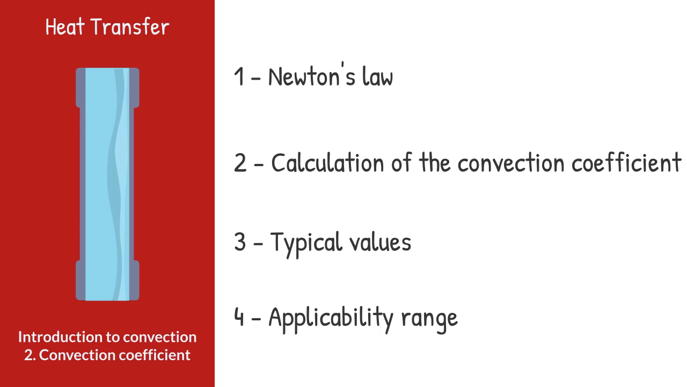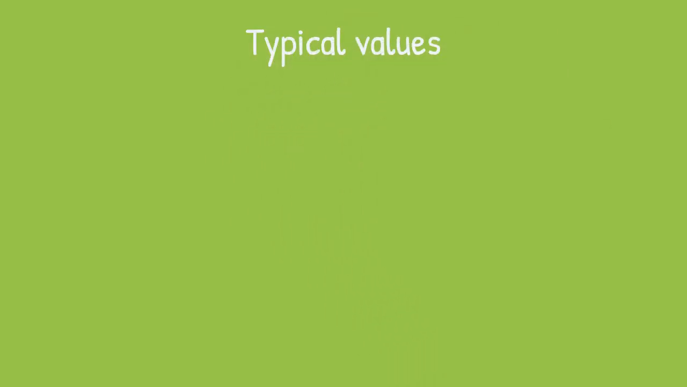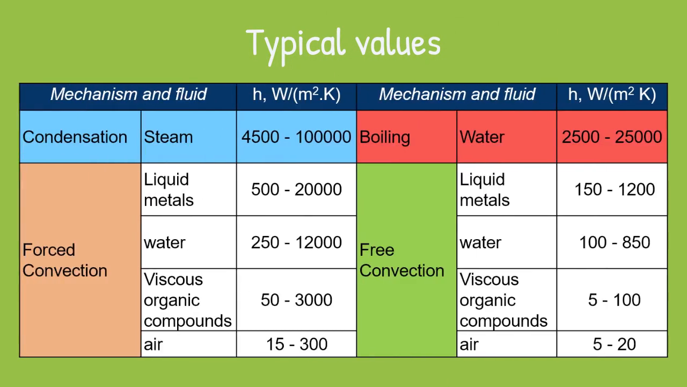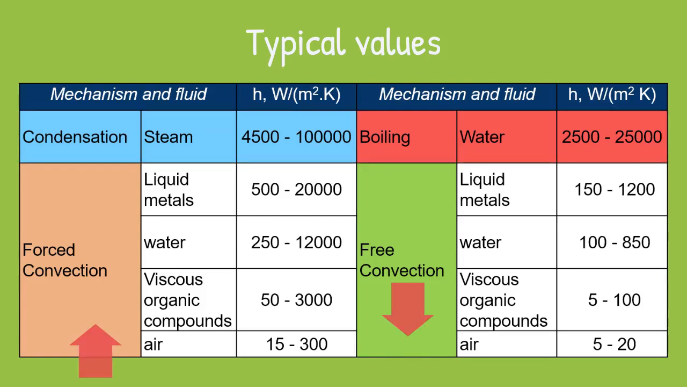Let's see what typical values the convection coefficient can take. You should keep this table in mind when you make convection calculation problems. The convection coefficients for condensation and boiling are much higher. It is observed that the coefficients are greater for forced convection than for free convection, and higher for liquids than for gases.